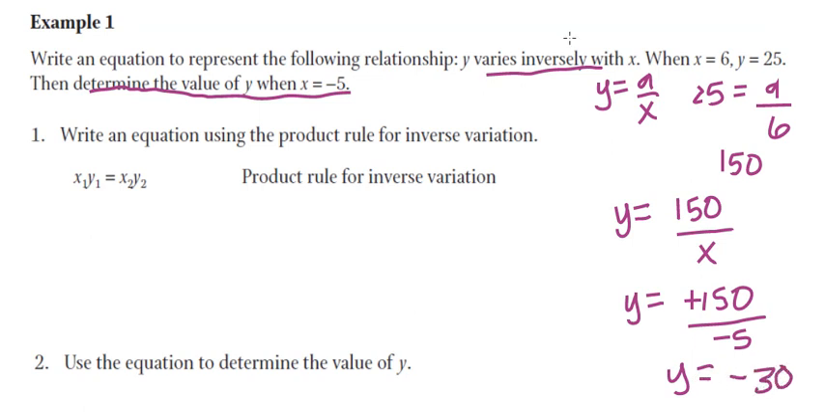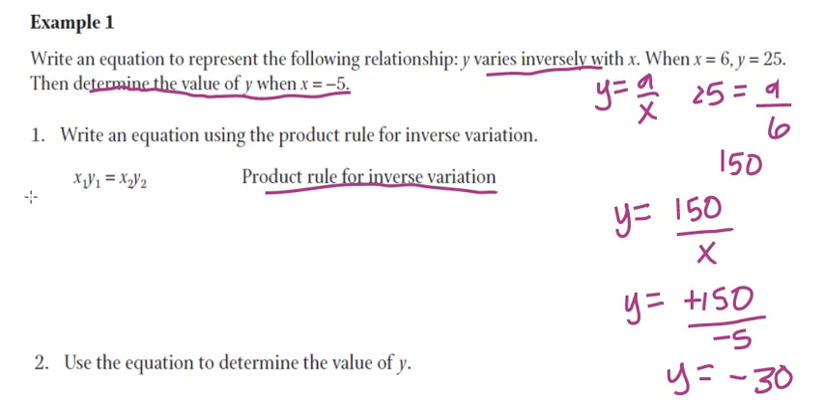So based on what we already did there, we actually could have solved this problem, but there's also something called the product rule for inverse variation. And the product rule for inverse variation basically tells us that if we have an XY relationship and we have either X or Y from another relationship, we can solve using this product rule. So it's really saying x1 times y1 equals x2 multiplied by y2.